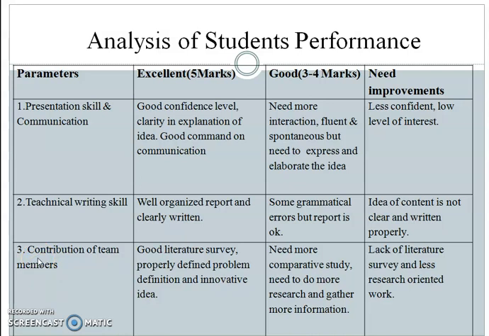The third parameter is also very important, the contribution of the team member. For the excellent marks, there is a good literature survey, a properly defined problem definition and an innovative idea. Here the student performance will be judged based on how strong the literature survey done by the student is. For good, they need more comparative study and more research to gather more information. There is a lack of information under this category. And for the last one, the lack of literature survey and less research oriented work is seen under need improvement.